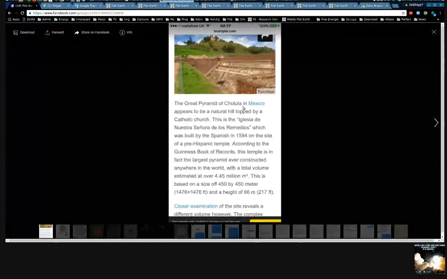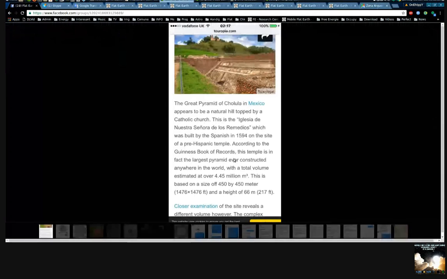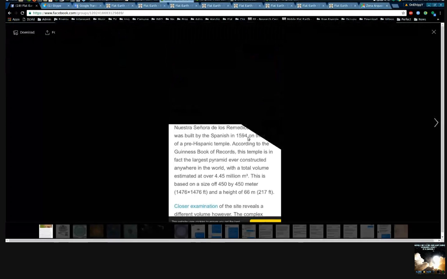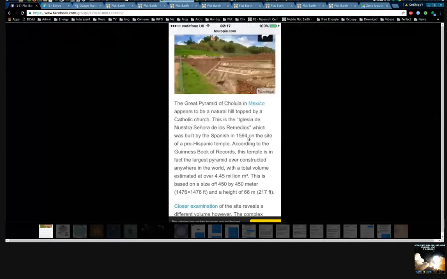Cholula. Here's the initial hilltop. Oh my god, I've got an even better picture. Oh my god, you've got to see this one. I think you should put it on the Hangout. Oh my goodness, this is the impression of it. And they've built the church on the top.